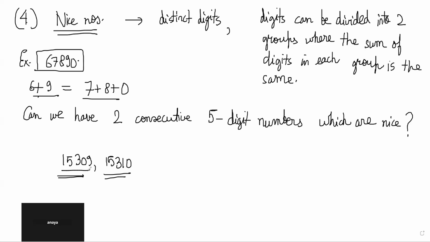How is this nice? Because you can take 153 as one group and 0 and 9 as another group. And what about the next one? You can take 5 and 0 as one group and then 1, 1, 3 as another. But there is repetition here. No, it's not fitting. Oh, it has to have distinct digits. Oh, okay, then 24309 and then 24310. That's another pair I got.